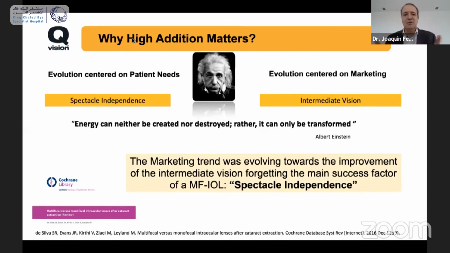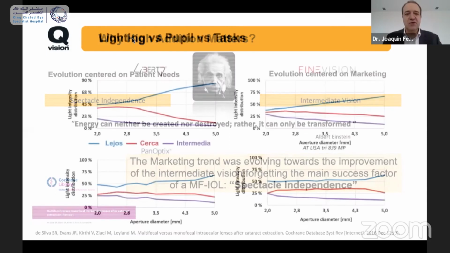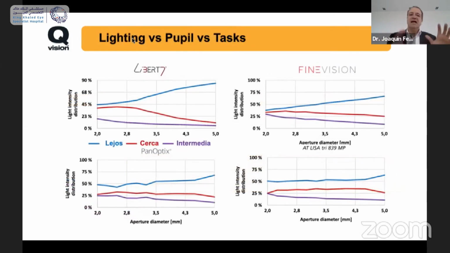But let's see. First of all, we need to know this sentence of Albert Einstein: energy can neither be created nor destroyed, rather it can only be transformed. So we are going to have 100%, and you need to decide where you want that energy in the defocus curve. Right now, you have the lighting versus the pupil versus the task. And we used to see this type of distribution between different lenses, okay? You have the percentage of this light distribution for different foci, blue, red, and violet. And you can see here at the bottom, the millimeters of the pupil, okay?